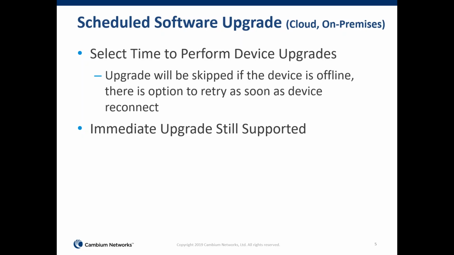Scheduled software upgrade. This is something which has been asked for long, that you wanted to schedule the software upgrade so that no one has to sit and monitor it, and so that there is no outage, because you want to perform these upgrades at a time when there is less traffic. So this is available with 2.1.0. You can select the time to perform the device upgrade, and upgrades will be skipped if the device is offline, but we are giving the option that you can retry as soon as the device is reconnected. And the immediate upgrade is still supported as it was earlier.